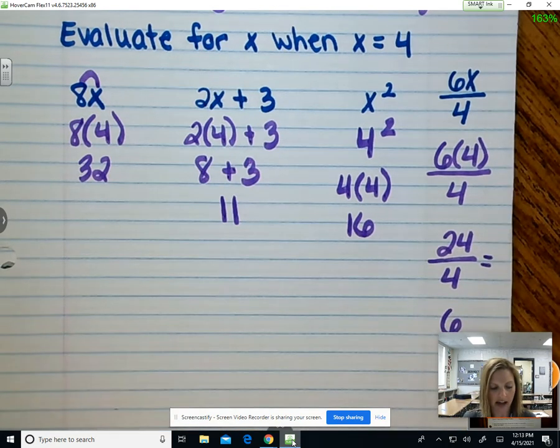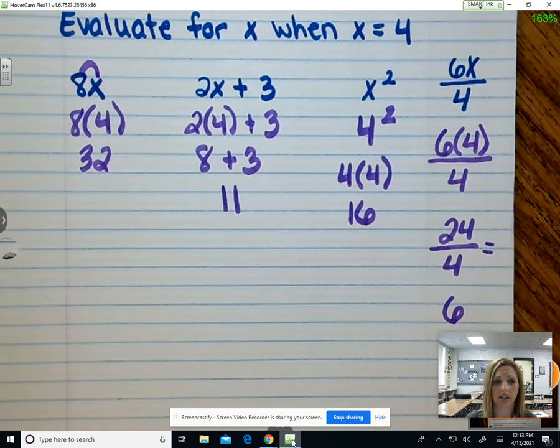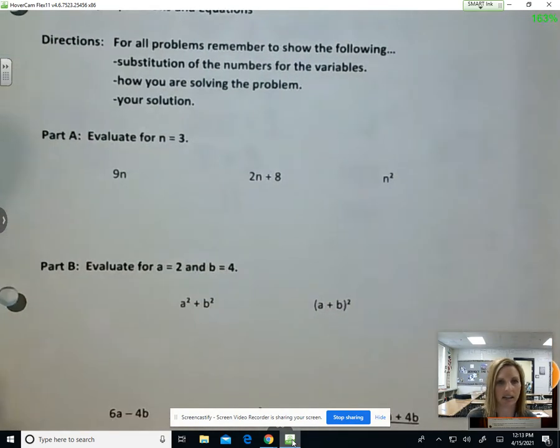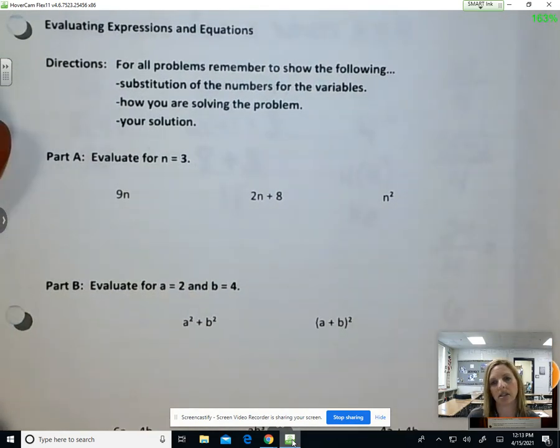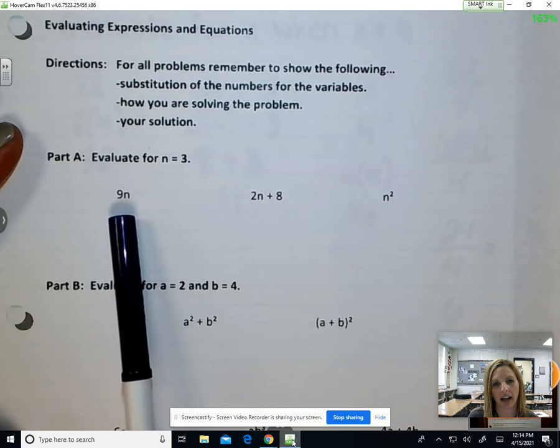So now that you have some examples to look back on, go ahead and start your worksheet that is titled Evaluating Expressions and Equations. That looks like this. And you are going to do the same thing on your worksheet where it says n is 3. Go ahead and plug 3 in for your n's.